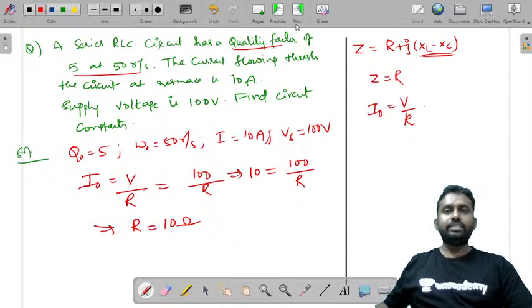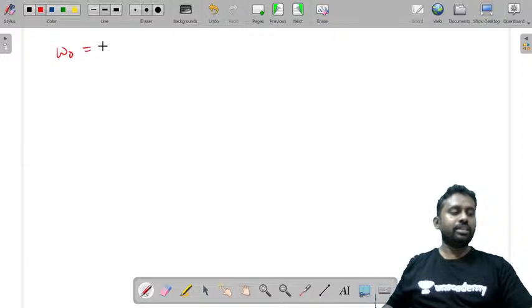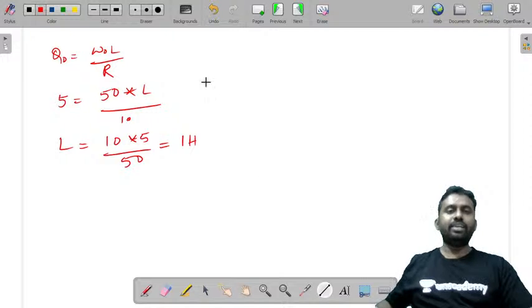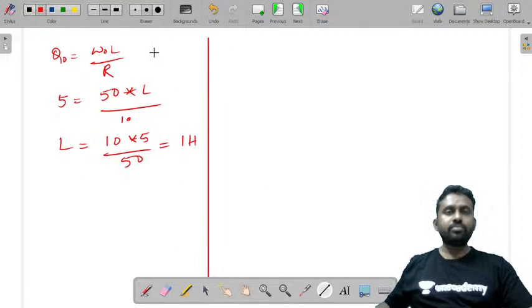Now let us consider the next one. Next, we have found R, you also need to find L and C. In order to find L, consider Q naught is equal to omega naught L by R. Quality factor Q naught is given as 5 and omega naught as 50, and we already got the value of R, so 10. So L is equal to 10 into 5 by 50 is equal to 1 Henry. So this is the value of the inductor that we got from the given parameters.